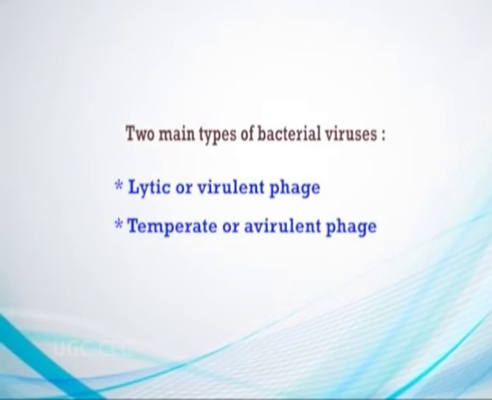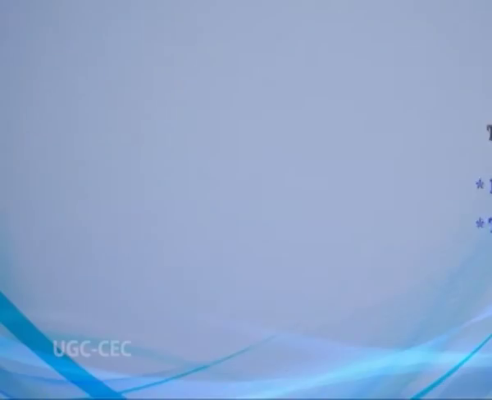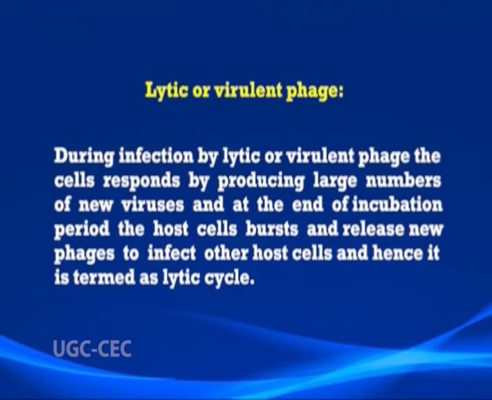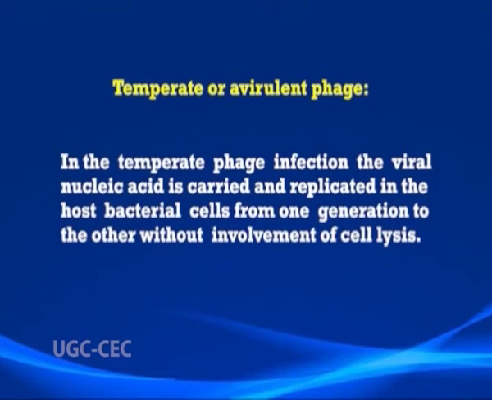Now we'll come to the general characteristics of bacteriophage. There are two main types of bacterial viruses: the lytic or virulent phage and the temperate or avirulent phage. During infection by the lytic phage, the cell responds by producing a large number of new viruses, and at the end of the incubation period the host cell bursts and releases new phages to infect other host cells, hence it is termed the lytic cycle. Whereas in temperate phage infection, the viral nucleic acid is carried and replicated in the host bacterial cells from one generation to the other without cell lysis.